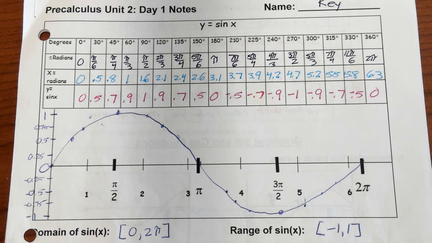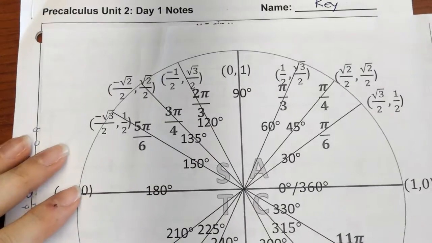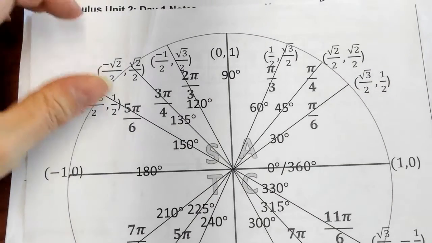Okay, this is Precalculus, Unit 2, Day 1 notes for my students that were absent due to volleyball or other things today. So we're now going to be graphing sine and cosine, and we're going to be using the unit circle. You are welcome to still use your reference angle table if you'd like, but we are going to be using the unit circle. So everyone got a copy of this today.